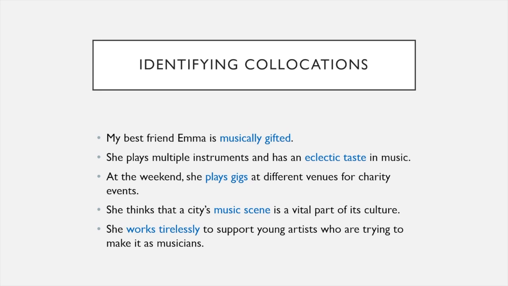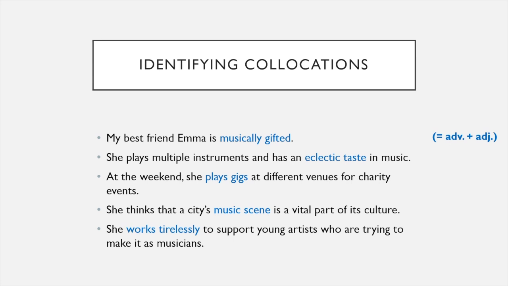Right, so let's take a look at some sentences about my best friend Emma. We're going to practice identifying the collocation combinations in each of the sentences, and these are all highlighted in blue. So she is musically gifted. This is an example of an adverb-adjective combination.